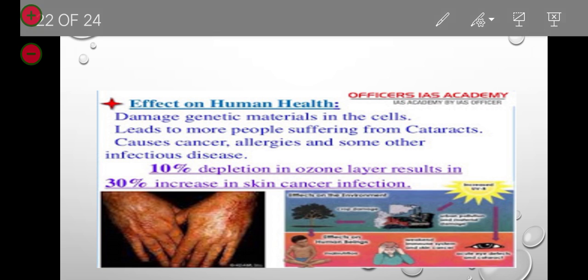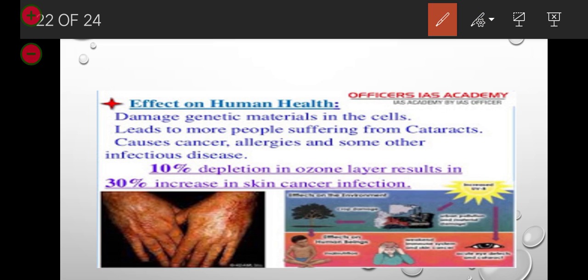In the picture you are seeing how ultraviolet radiation enters the earth's atmosphere and its bad effects. It damages genetic material in the cells, leads to more people suffering from cataracts, and causes cancer, allergies and some other infectious diseases. A 10% ozone depletion in the layer results in a 30% increase in skin cancer infection. This is how we see the causes and bad effects of ozone layer depletion.